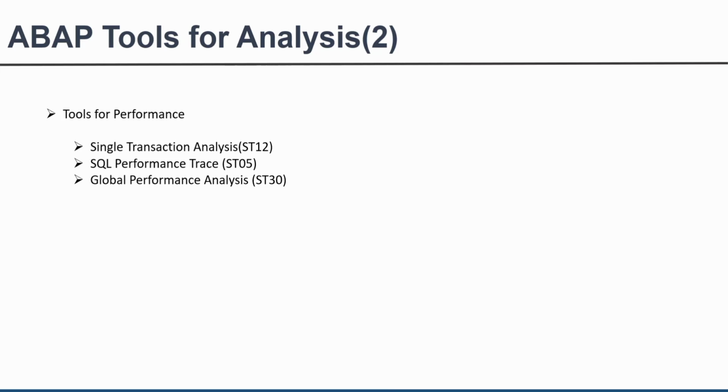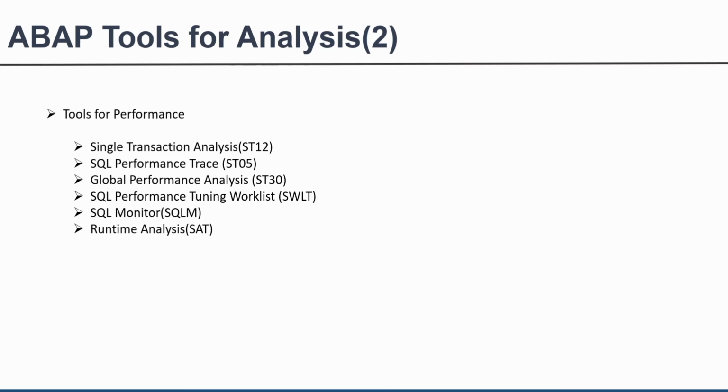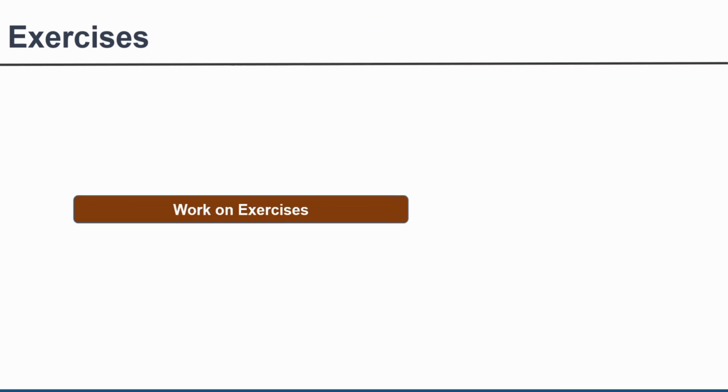Global performance analysis, ST30. SQL performance tuning worklist or SWLT. SQL monitor, SQLM. Runtime analysis or SAT. Earlier it used to be called SE30. SAP code vulnerability scanner and coverage analyzer, SCOV. Next step, work on the exercises.